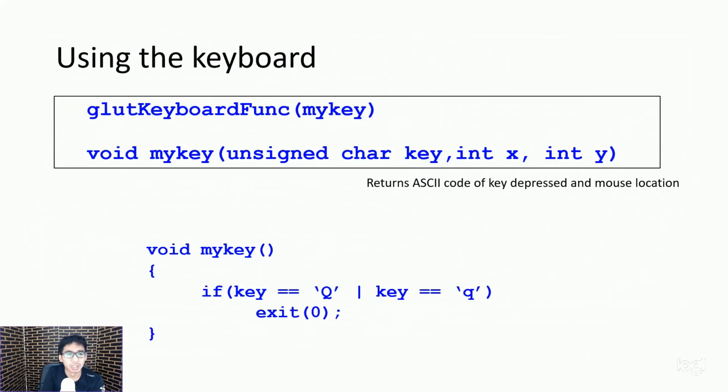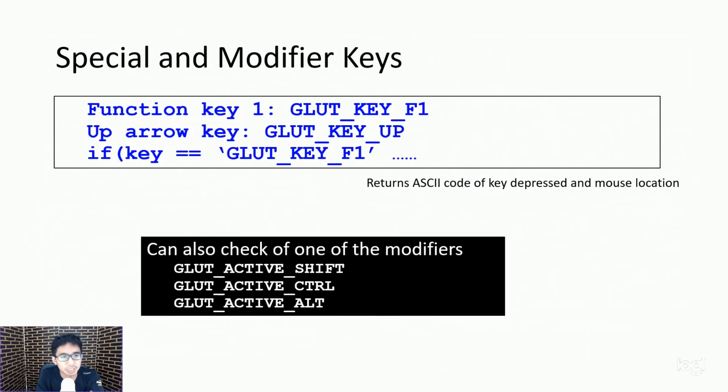What about the keyboard? Keyboard is the same thing. We have many keys, either capital Q or lowercase q. We can either use caps lock, or we can put both functions, capital and lowercase, so that when we press Q the program will exit. It depends. What about special modifier keys? We have key F1, key up. This is mostly useful if you try to create a game using OpenGL. There are many things we can look for in this command.